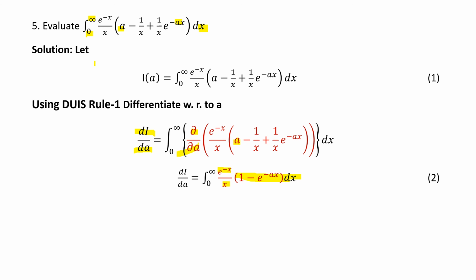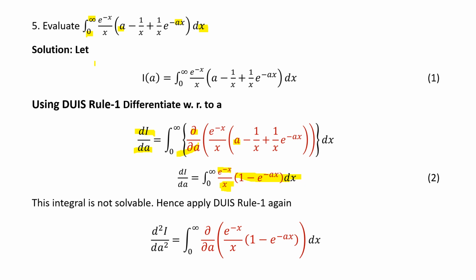Now if you want to solve this integral, again this integral is not solvable because the denominator contains x. So here we have to apply DUIS rule 1 one more time. Instead of solving this, you have to find d2I by dA square. That means you have to apply DUIS rule 1 one more time, and then you will get d2I by dA square.